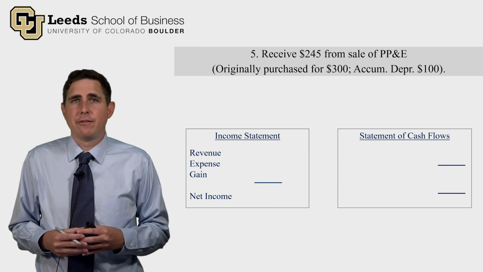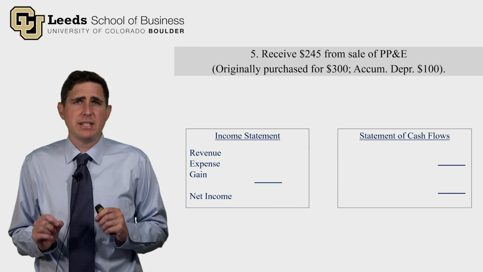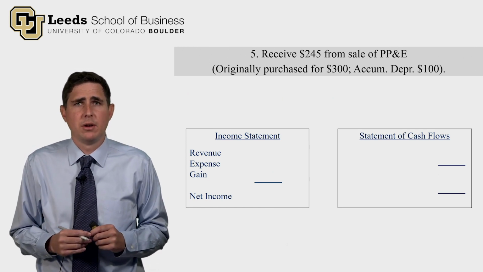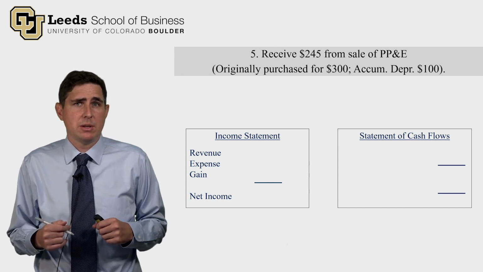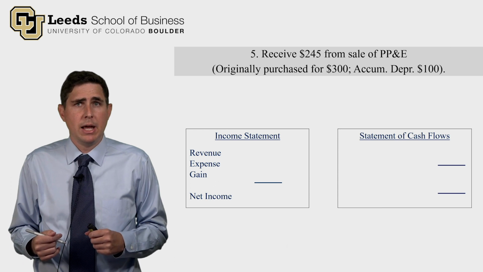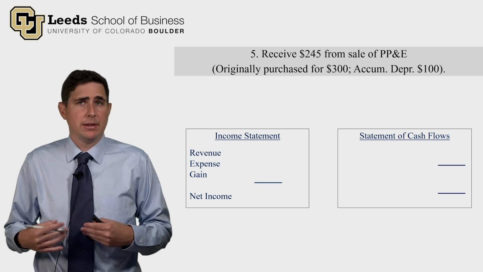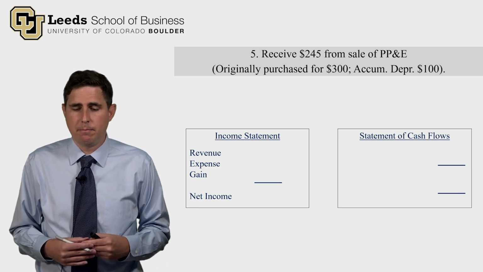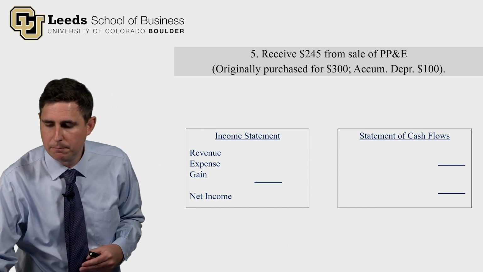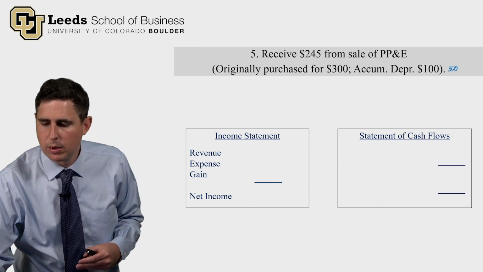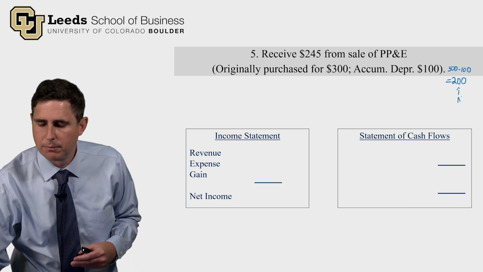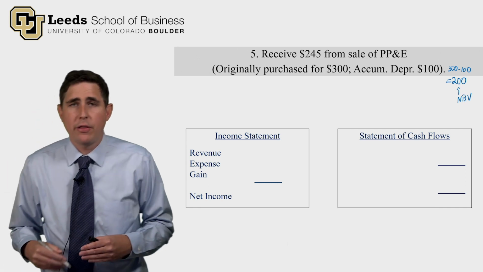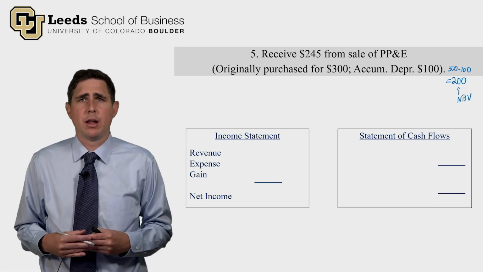Example number 5. This time we're receiving $245 from the sale of PP&E. We originally purchased the PP&E for $300, and its accumulated depreciation at the time of the sale is $100. So if you take $300 minus $100, you end up with a $200 net book value. I call that the net book value of $200.